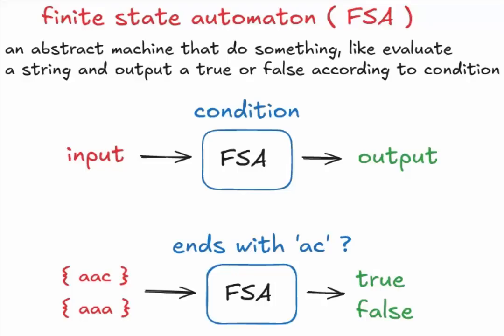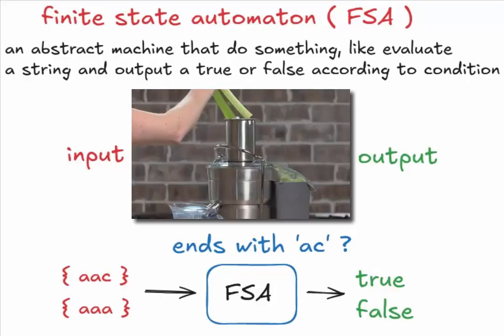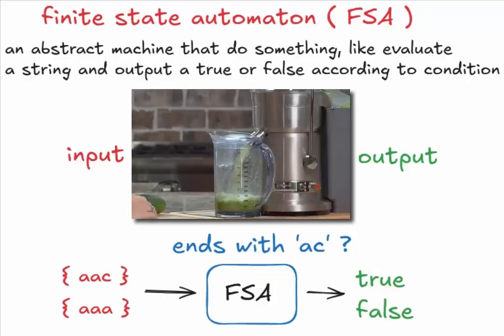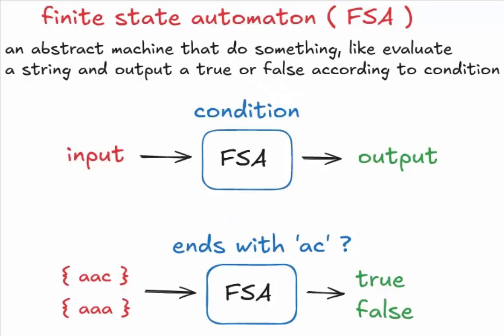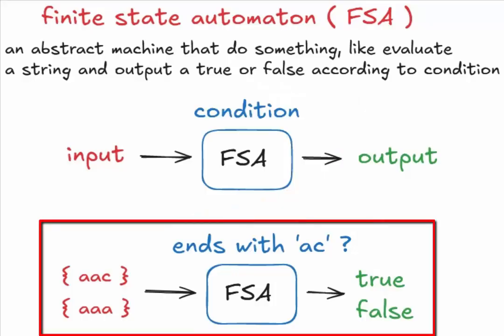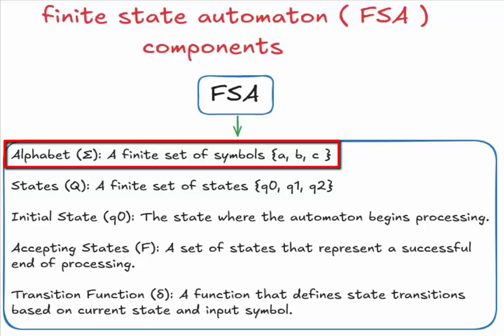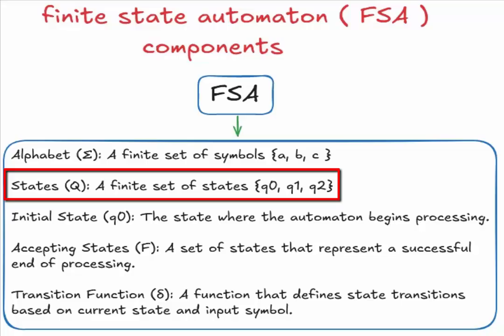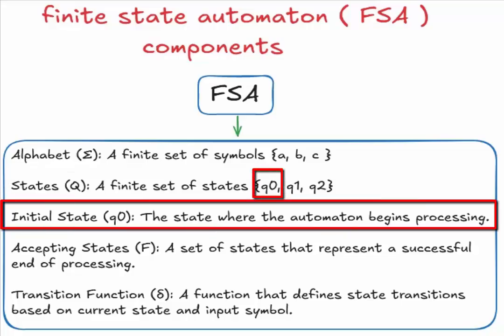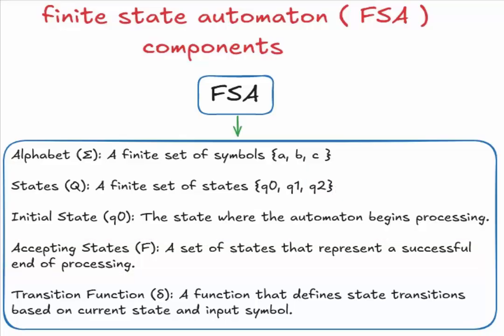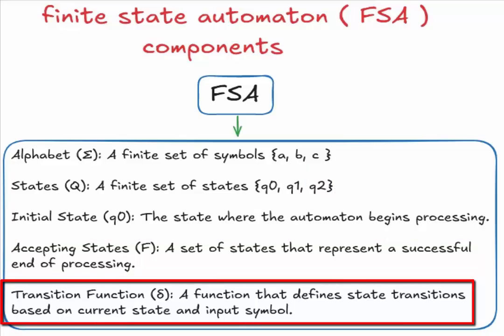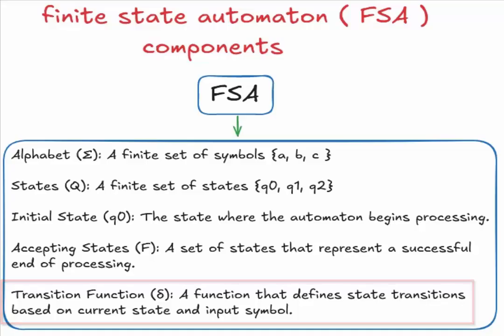A finite state automaton should be considered as a machine that receives an input and returns an output. As an example, let's analyze this FSA to detect whether a given string ends in AC. Its components are configured as follows. All input strings must contain only one defined alphabet. The processing states will behave like traffic lights. The initial state, the accepting state, and the transition function where all possible outcomes are defined.